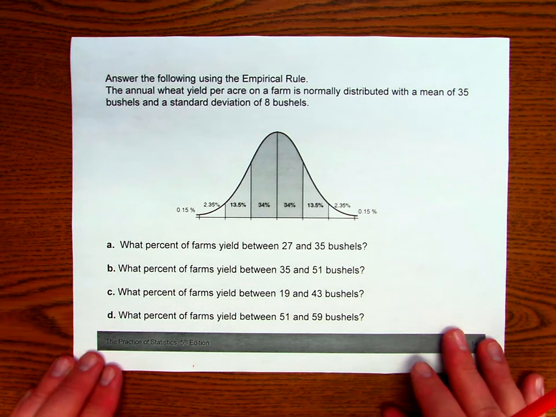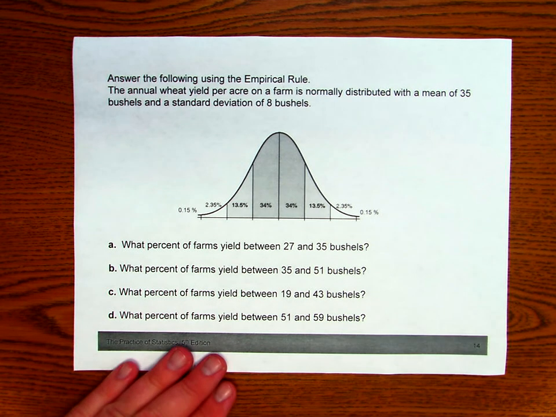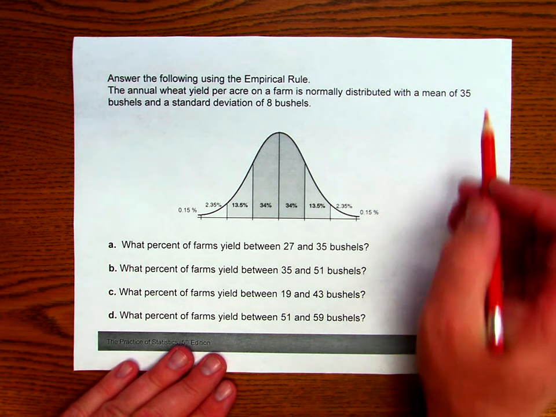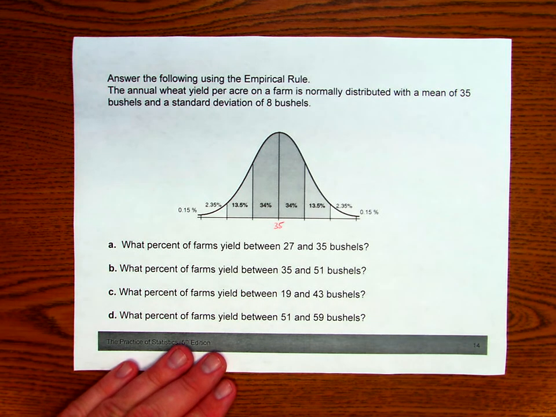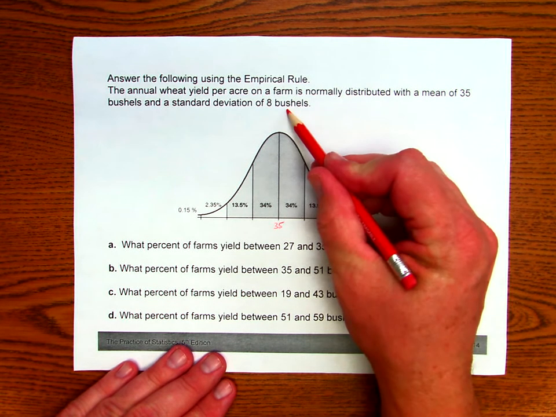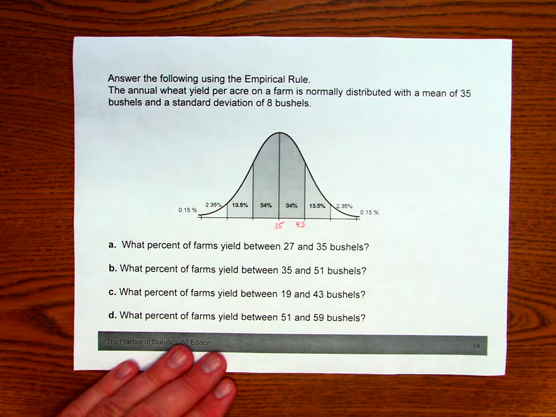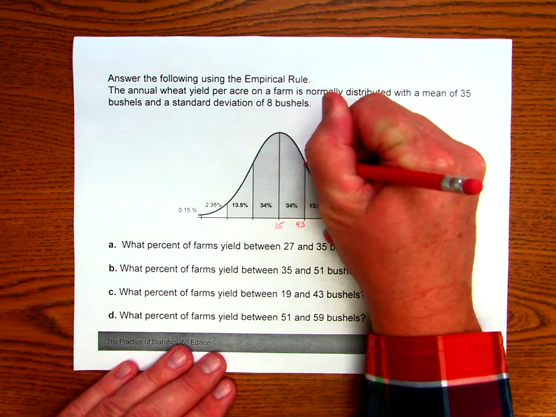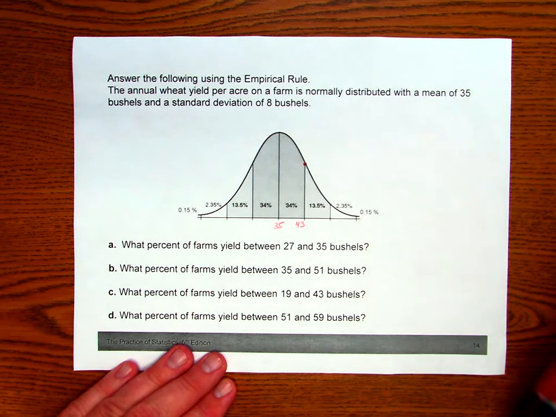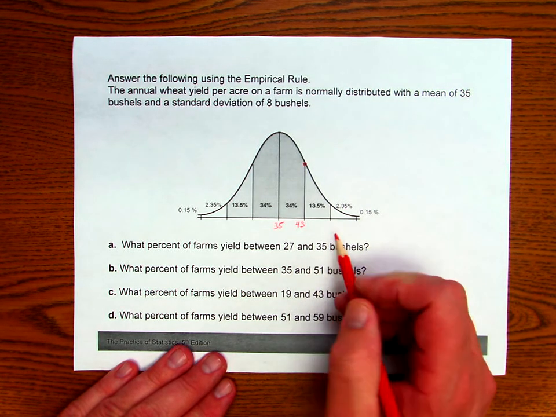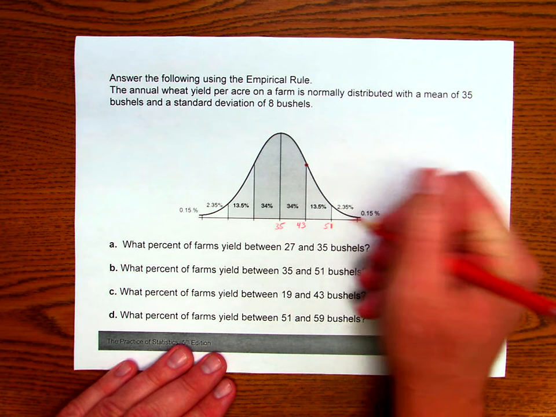All right, so we have a generic normal curve already sketched for us here. A mean of 35 means that's that center line right there. If it's a standard deviation of 8 bushels, that means one standard deviation to the right represents 43. And that one standard deviation is where we have that point of inflection, where the graph is changing from concave down to concave up. One more standard deviation to the right puts us at 51. One more standard deviation to the right puts us at 59.